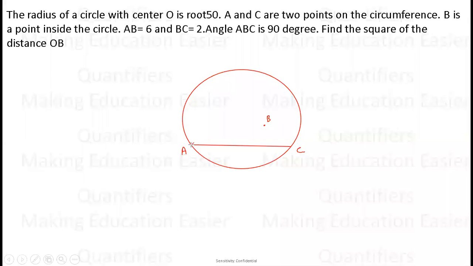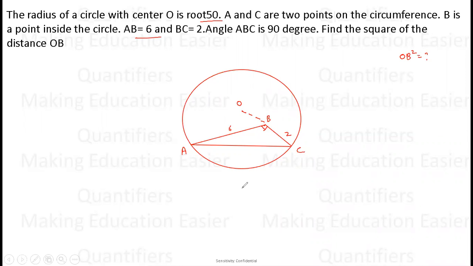And the values are given that radius is root 50 and AB is 6. BC is 2. Angle ABC is 90 degrees. And students, we need to find OB square. We need to find OB square. Obviously, O is the center. O is the center of the circle. So we need to find this distance OB, uska square हमें निकालना है.